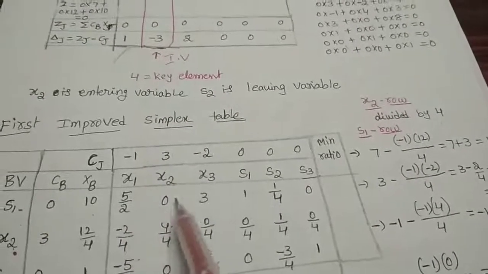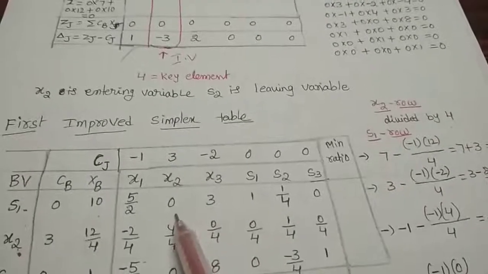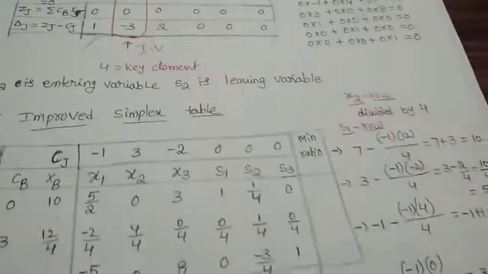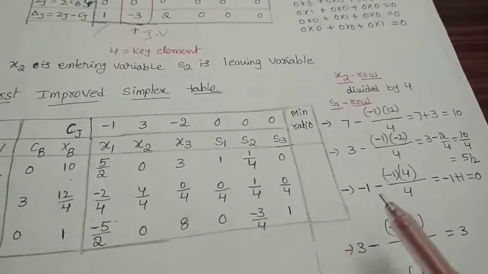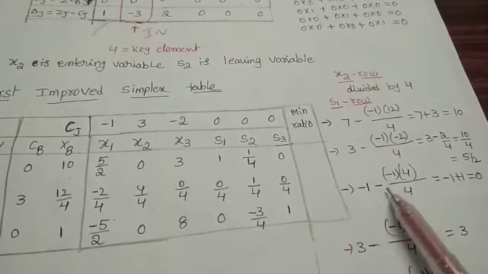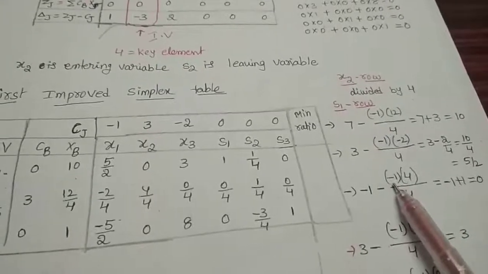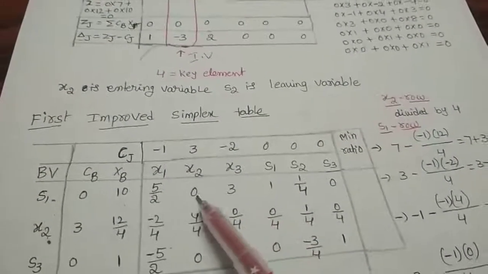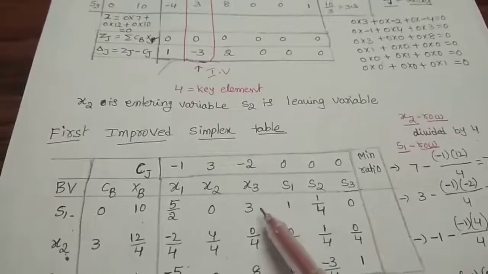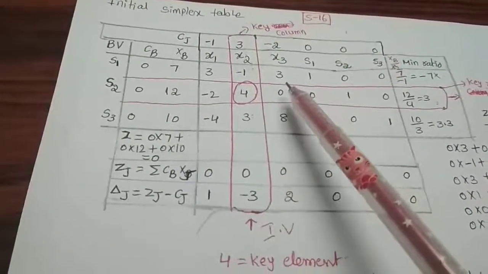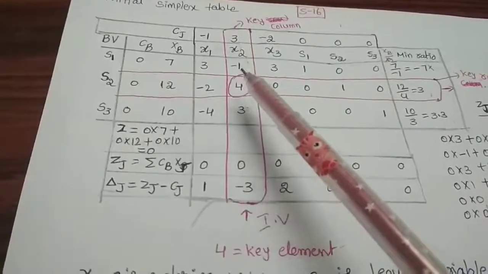Next, coming to this value, how did we get 0 here? The old element is minus 1. Here I have given the formula: minus 1 minus the corresponding key row element, that is minus 1, 4 divided by 4, the 4 is cancelled, minus 1 into minus 1 is plus 1, minus 1 plus 1 equals 0. Like that we get 0 here. Next 3. How do we get 3 here? The previous table's old element is 3, minus the corresponding key row element which is minus 1, and the corresponding key column element is 0.